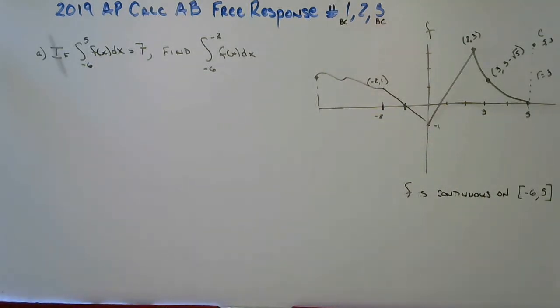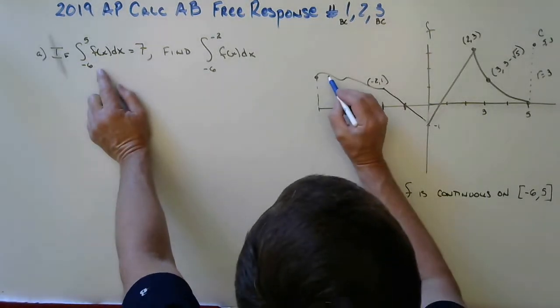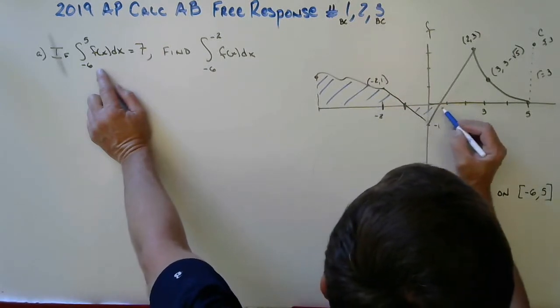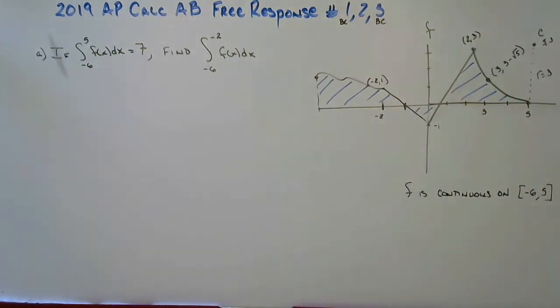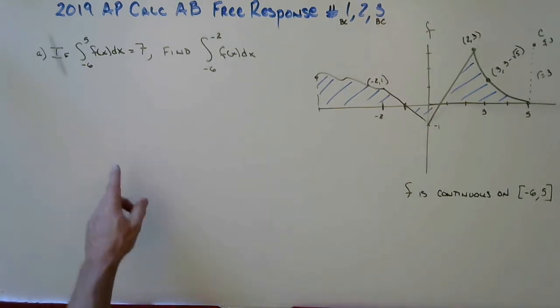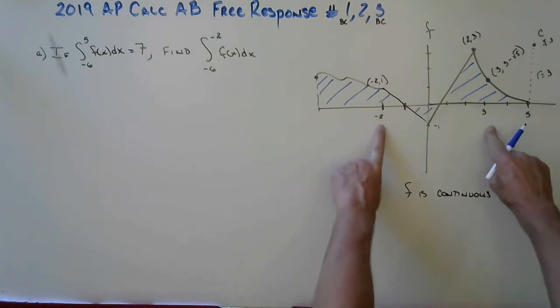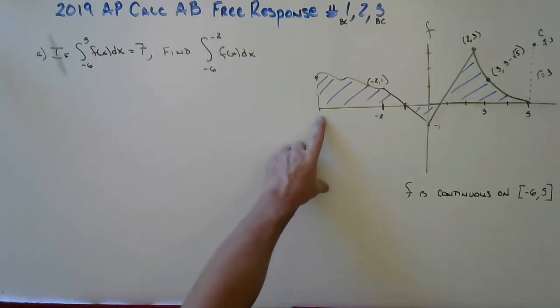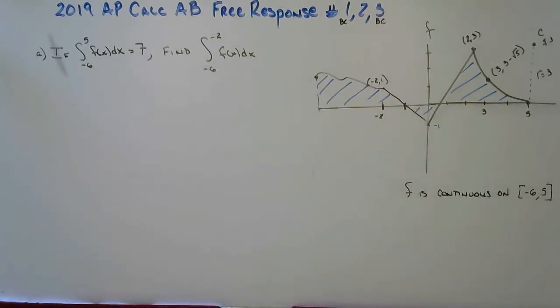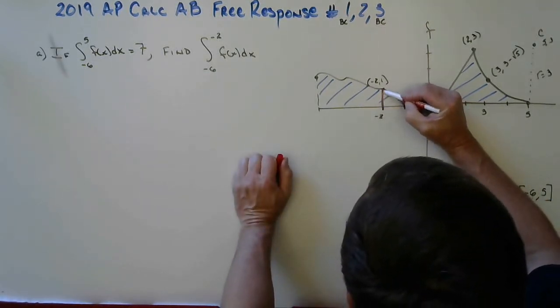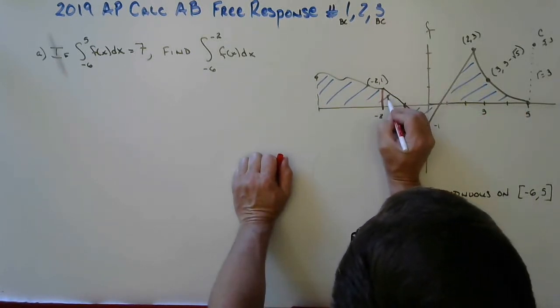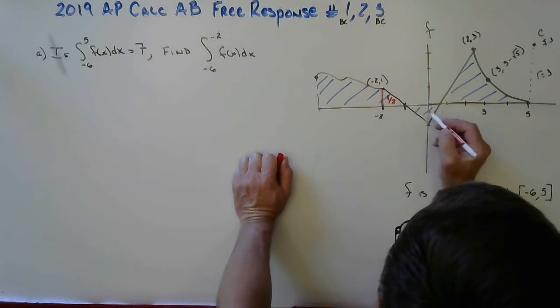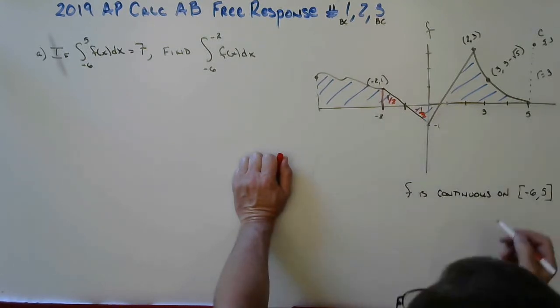Okay? What do we know right now? If we shade in the area under the curve, we know that area is 7. Right? That area is 7. Because it says the integral from -6 to 5, the area under the curve is going to equal 7. They want to know what's the area from -6 to -2. Okay. Well, we can find this area right here. This is 1 wide by 1 high. The area of this is a half. This is 1 wide by 1 high. The area of this is minus 1 half.